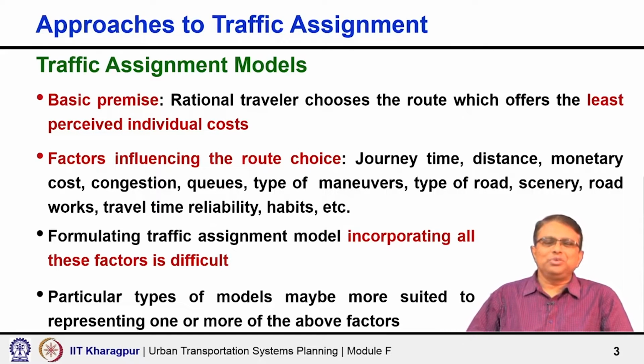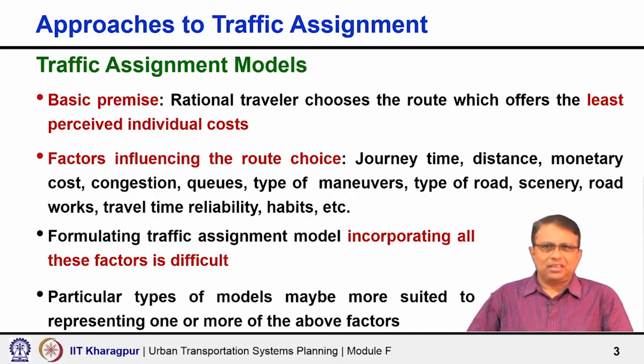What we are trying to say is that rational travelers choose the route which offers the least perceived individual cost. That is a very common and basic premise of traffic assignment. Each of us is trying to choose the route where we think the perceived cost is least.